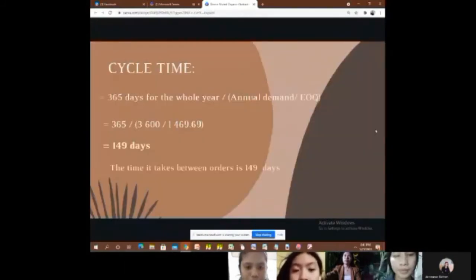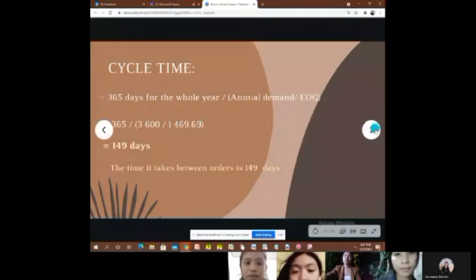So the cycle time, we have 365 days for the whole year. This would be divided by our annual demand divided by EOQ. So we have 365 divided by 3,600 divided by 1,469.69. We have 149 days. The time it takes between orders is 149 days.